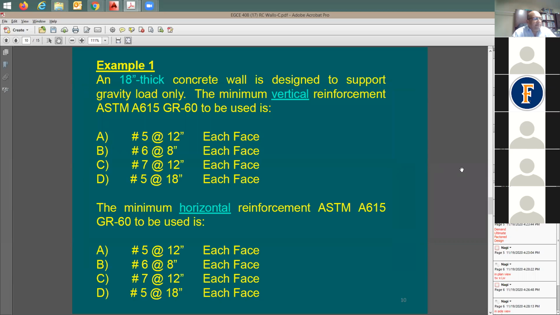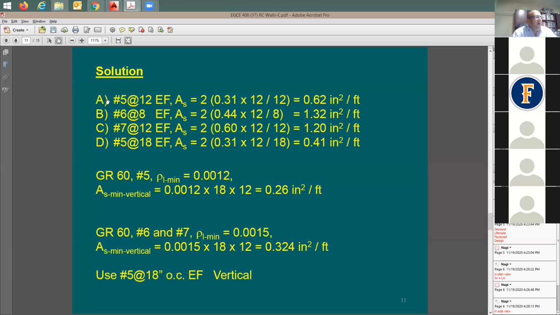Okay, good. Let me check this out. How much reinforcement are we providing here? Because what I'm trying to do is to find out this reinforcement ratio. That's okay. What does it mean by number 5 at 12, each face? EF means each face, all right?